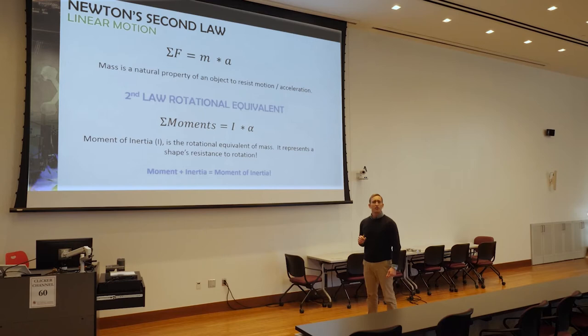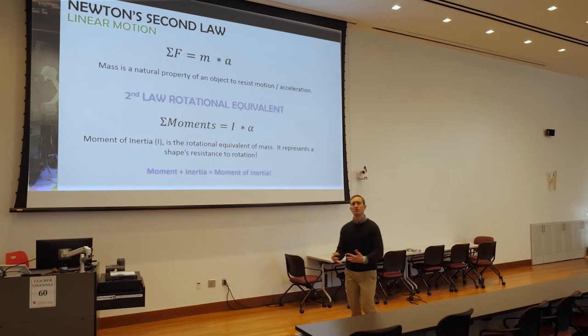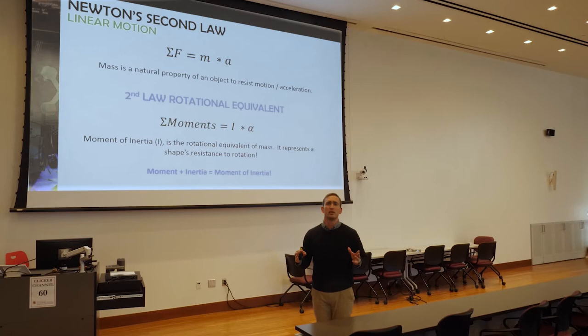That's exactly where the term moment of inertia comes from. We've got moments, or our rotational forces, and inertia. Relating those two things together will help us find the moment of inertia of a shape, which is related to its ability or willingness to rotate about a given point.